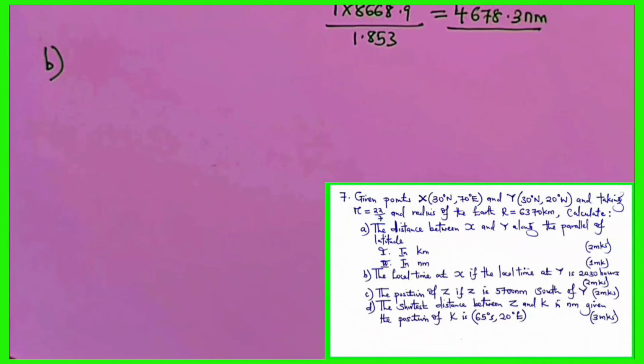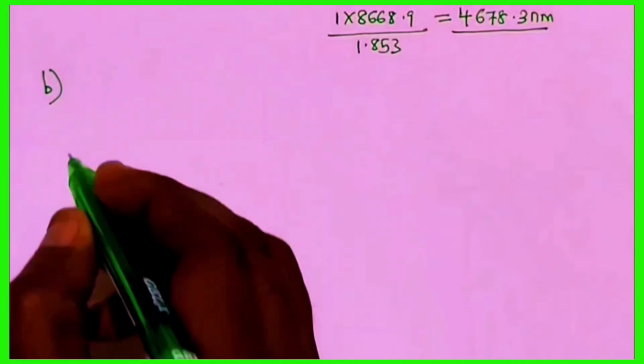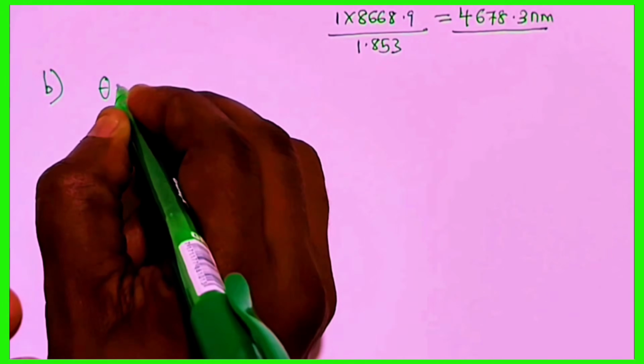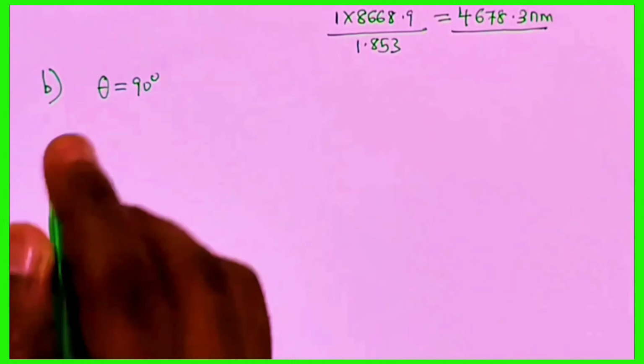Part B of the question: calculate the local time at X if the local time at Y is 2030 hours. So we know that the value of theta will be equal to 90 degrees.